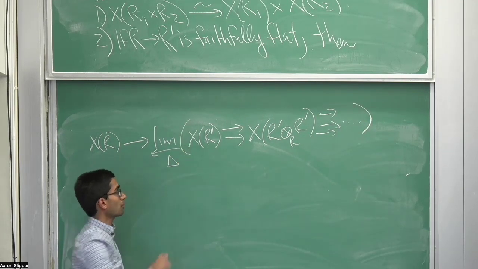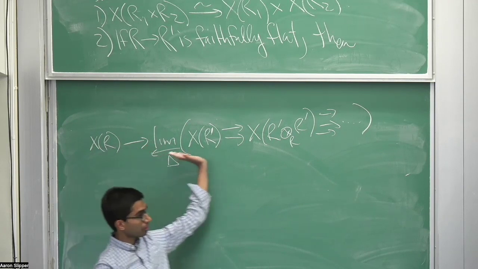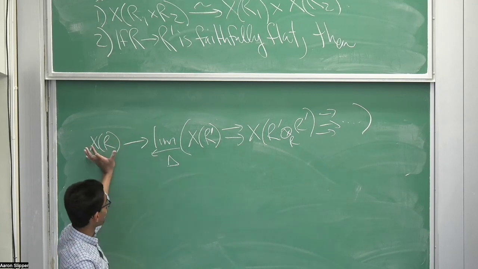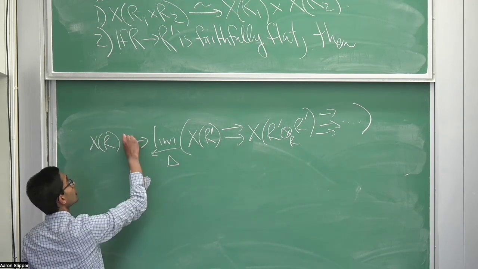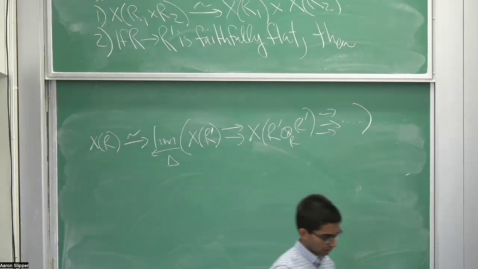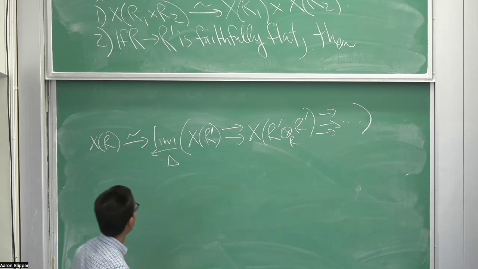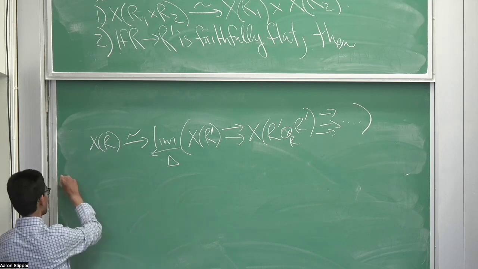So you form the Čech nerve of the map R to R prime, and you get a big simplicial or co-simplicial diagram of animated K-algebras, and you want the value of X on R to be the limit of that.